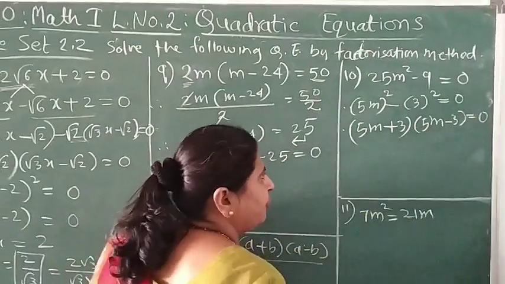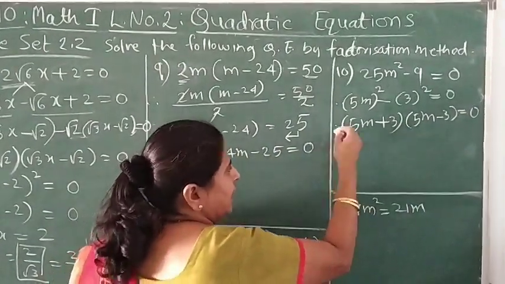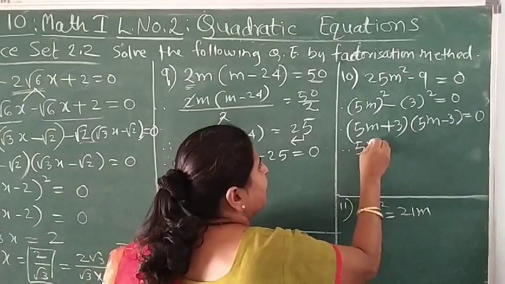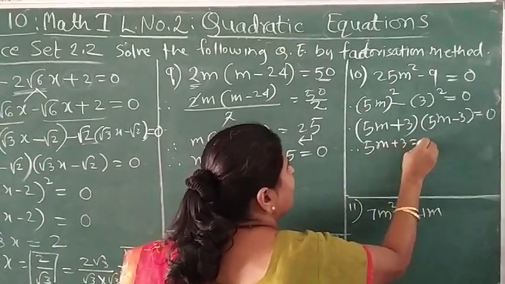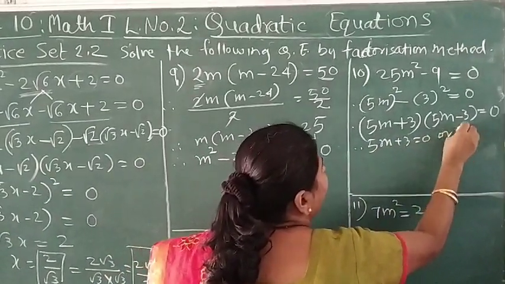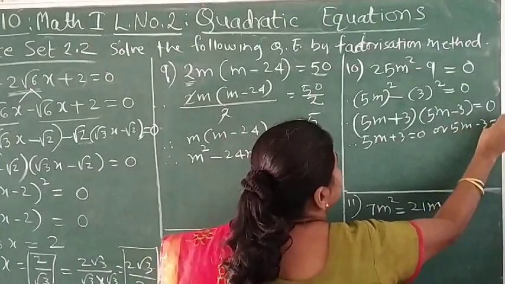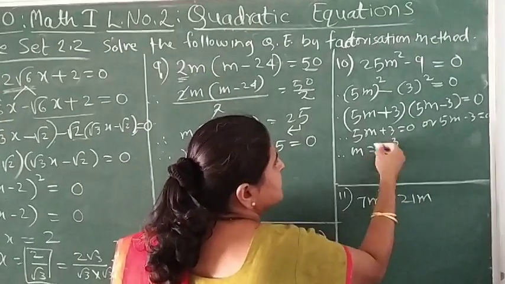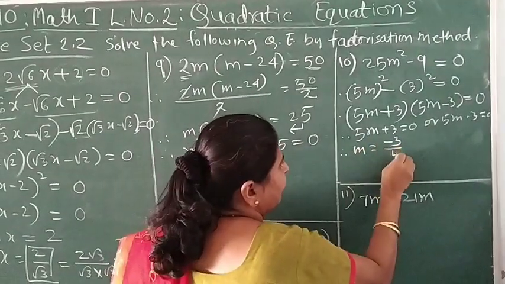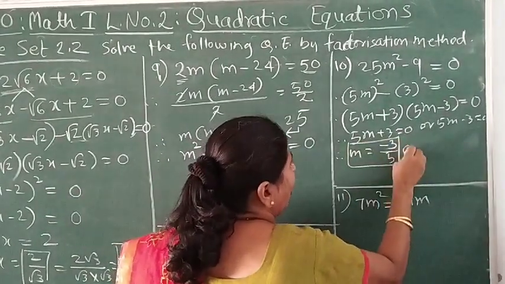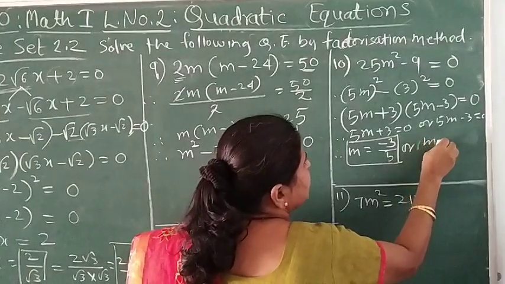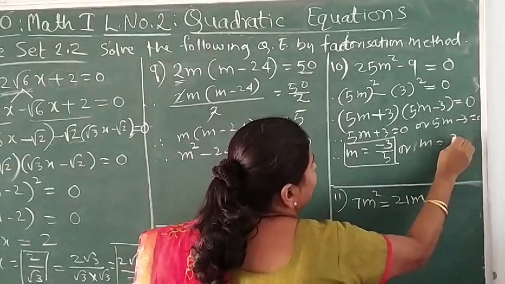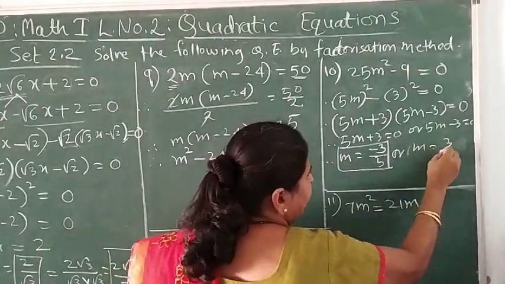Now as you got two factors, you can write as per your normal procedure: 5m plus 3 is equal to 0 or 5m minus 3 is equal to 0. In this case, what is m? Plus 3 going to the other side, m is minus 3 upon 5. Or in this case, m is equal to what? Minus 3 going to that side, plus 3 divided by 5.